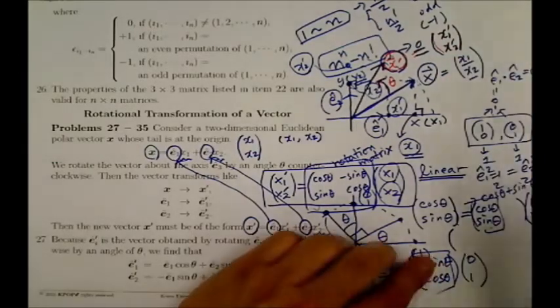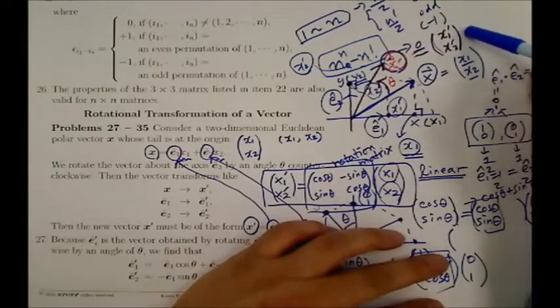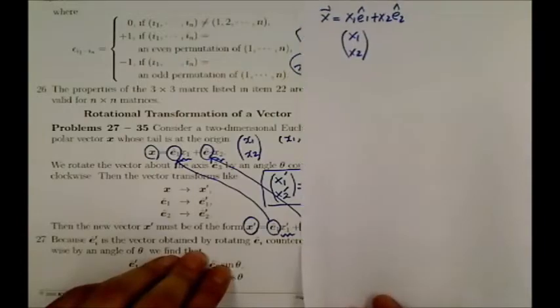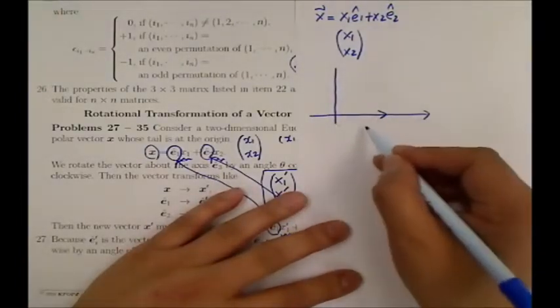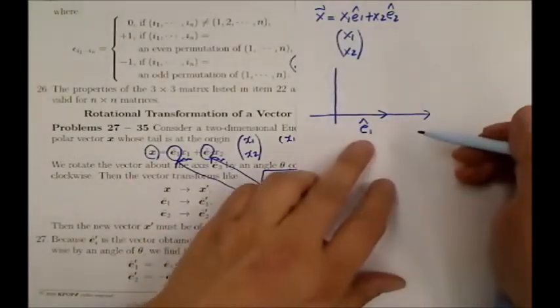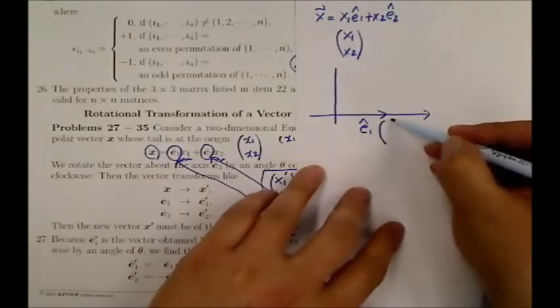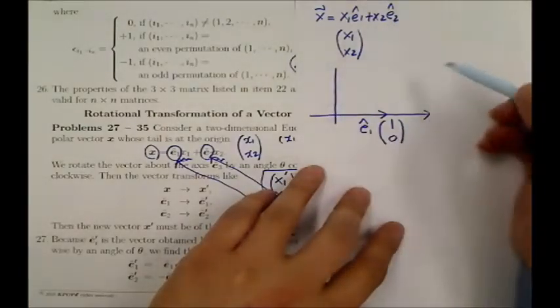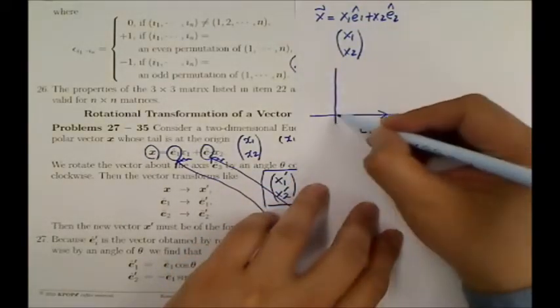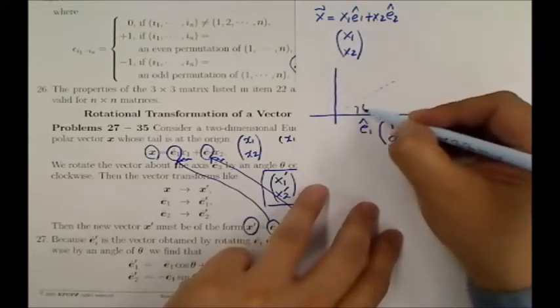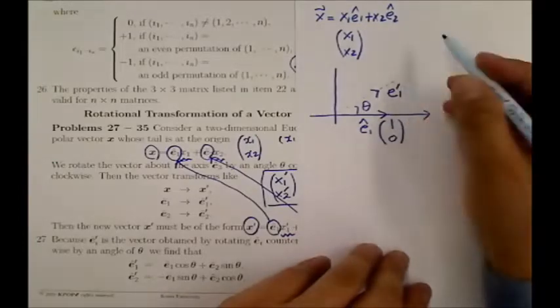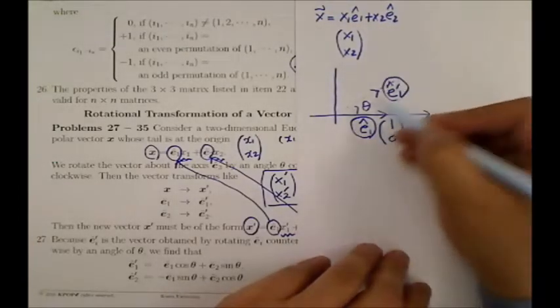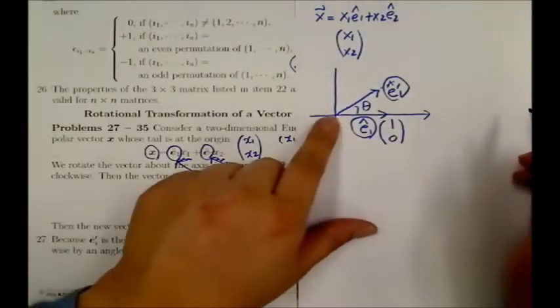So what we want to know is the relationship between these new components and the old components. I can draw a unit vector here. E1 is a unit vector, and if I write down this E1 as a component, this one is 1, 0. And if I rotate this vector by an angle of theta, what I would get is another unit vector called E1 prime. E1 and E1 prime are of unit length, but they have an angle theta between them.